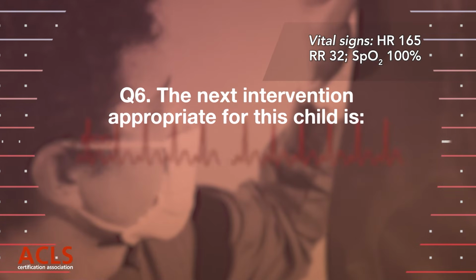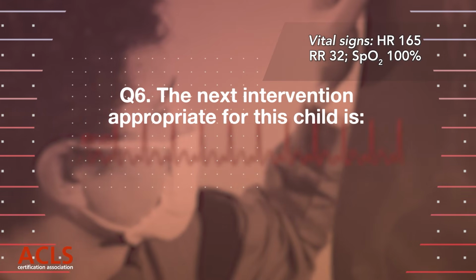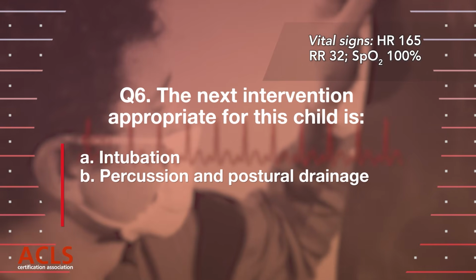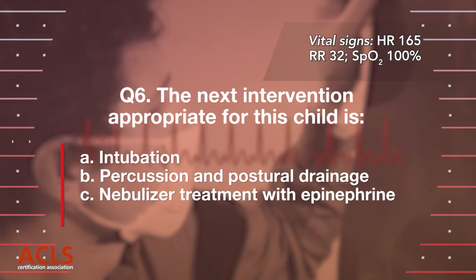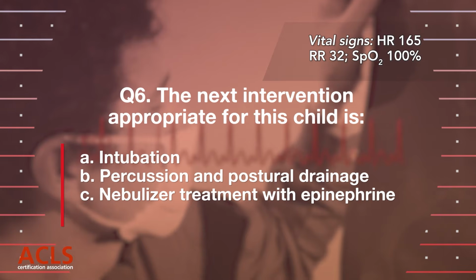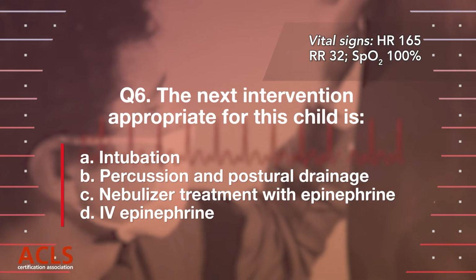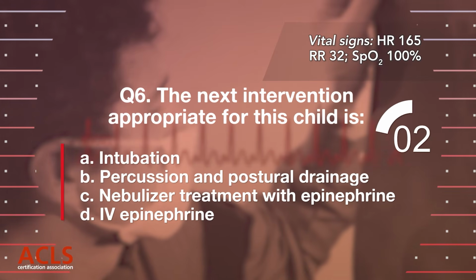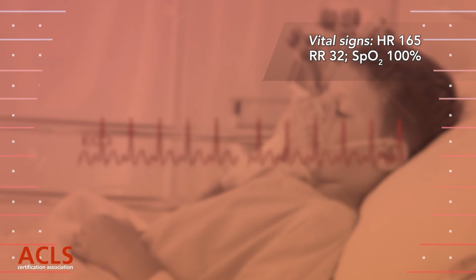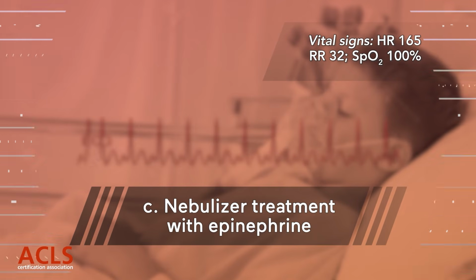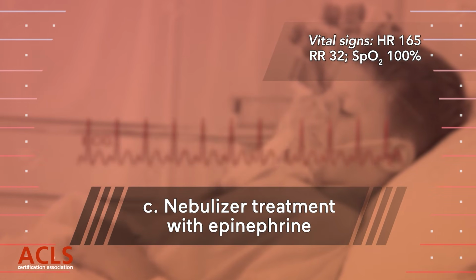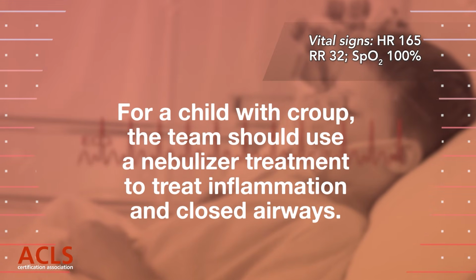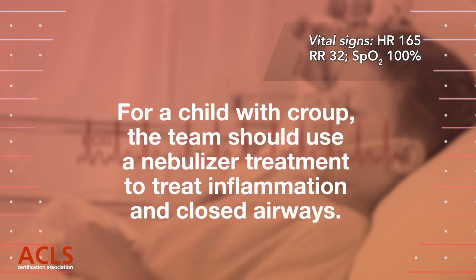6. The next intervention appropriate for this child is A. Intubation. B. Percussion and postural drainage. C. Nebulizer treatment with epinephrine. D. IV epinephrine. Correct answer, C. Nebulizer treatment with epinephrine. For a child with croup, the team should use a nebulizer treatment to treat inflammation and closed airways.